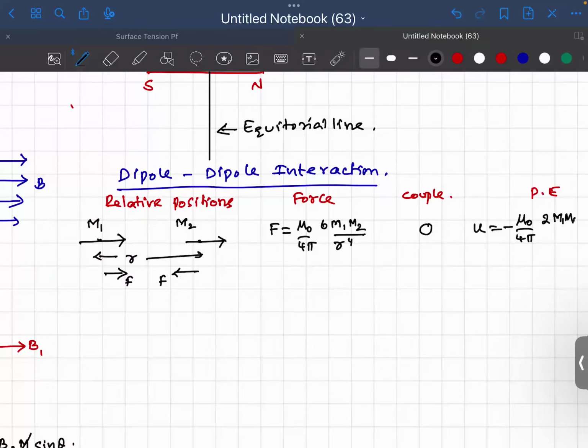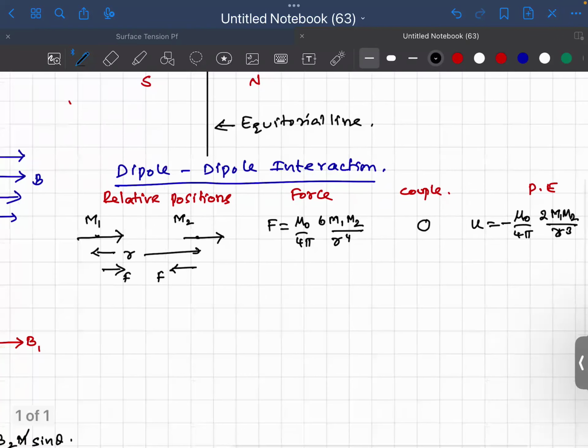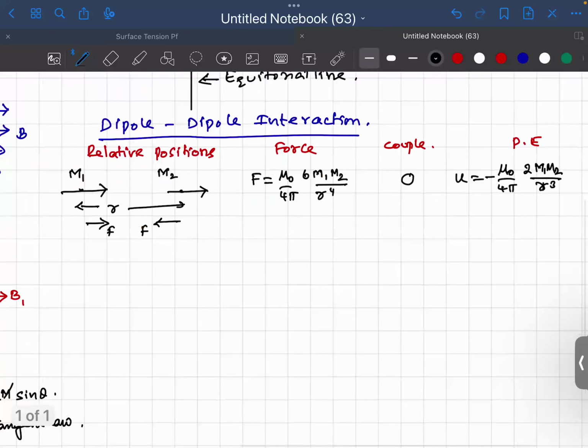M1 M2 by r cube. If you have any doubt, you can check. I've given you the fundamental relations. Right. This is the first part. The second part, of course, both are aligned in the same direction, but the only difference is they are parallel, of course, but both are coaxial and their equatorial lines coincide in this case.